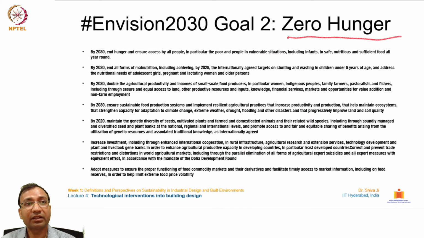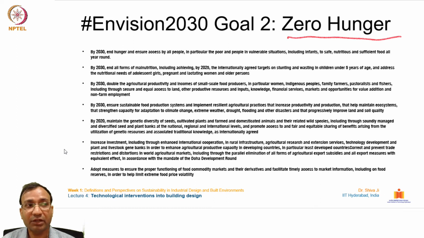We will see next about zero hunger. So what are the points in the Envision 2030? By 2030, end hunger and ensure access by all people, in particular the poor and people in vulnerable situations, including infants, to safe, nutritious, and sufficient food all year round. By 2030, end all forms of malnutrition, including achieving by 2025 the internationally agreed targets on stunting and wasting in children under 5 years of age, and address the nutritional needs of adolescent girls, pregnant and lactating women, and other persons.